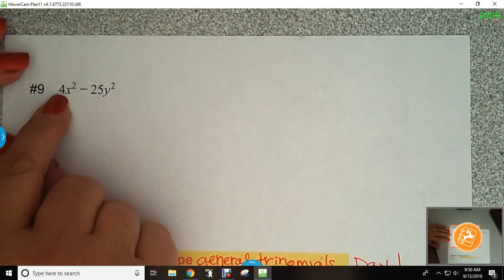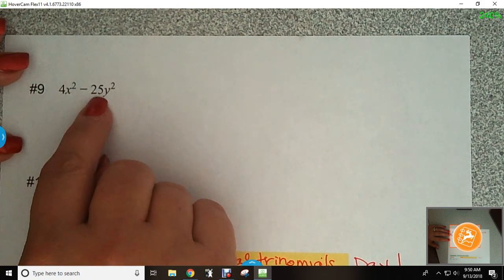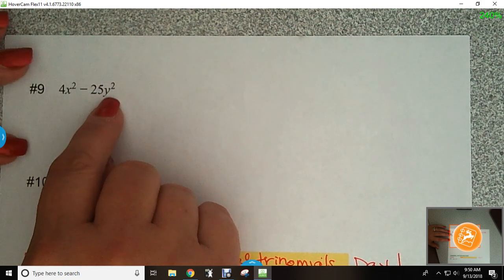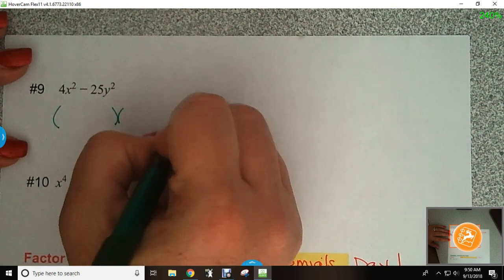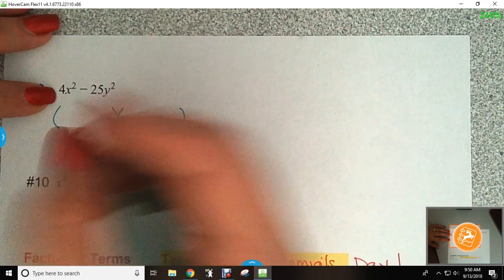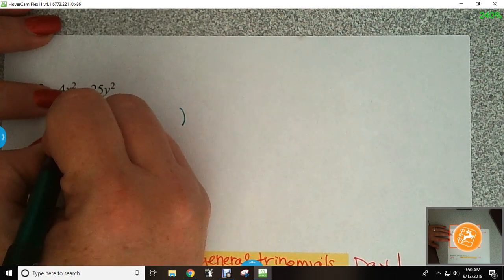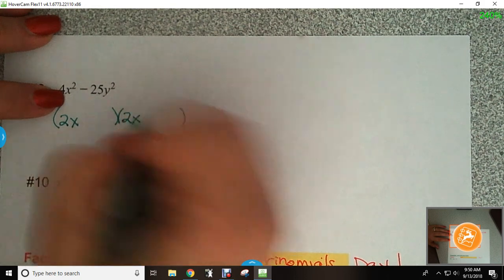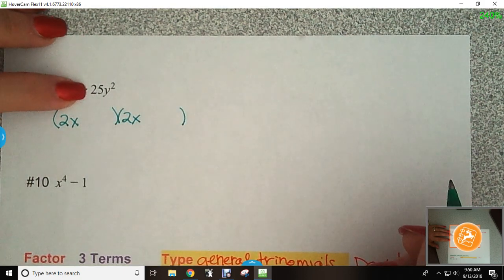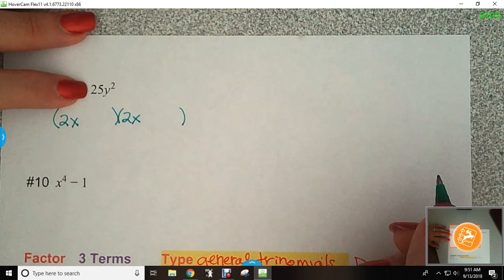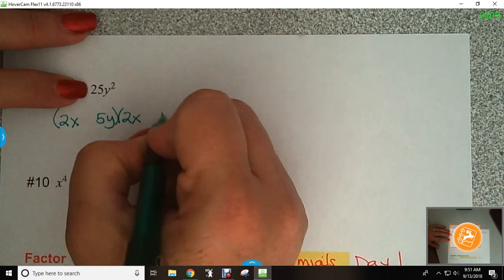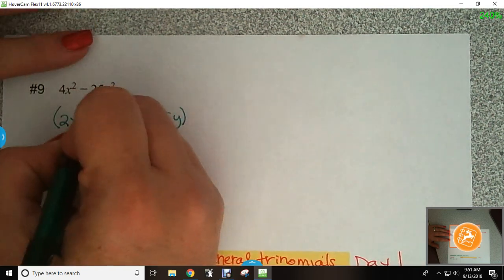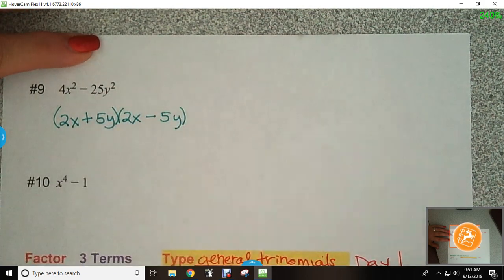So I can take the square root of the 4, and I can take the square root of the x. So far so good. At the end, I can take the square root of 25, and I can take the square root of y squared. So yes, I can factor this. Go ahead to your two sets of parentheses. The square root of the first term: square root of 4 is 2, the square root of x squared is x. That goes first in both parentheses. Now for the end of this, the square root of 25 is 5. The square root of y squared is y. So I'm going to put 5y in each parenthesis. One gets a plus, one gets a minus. That is your factored answer.